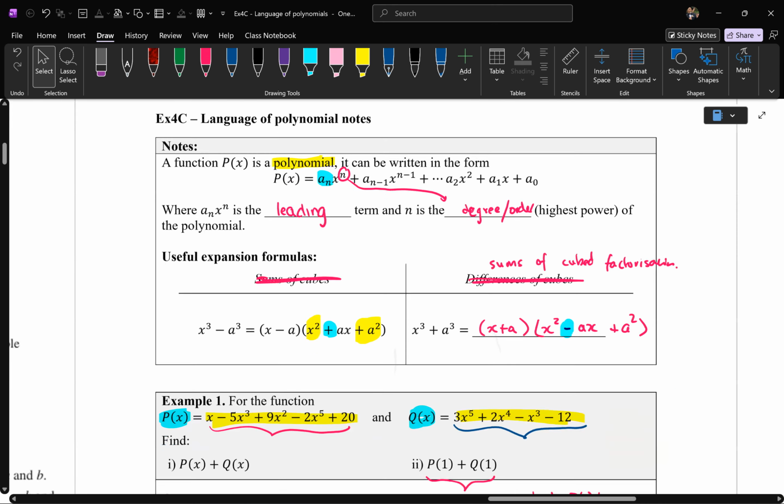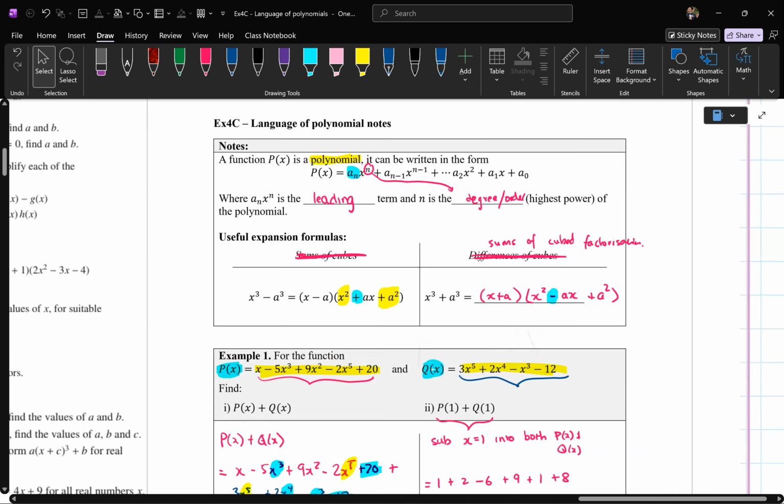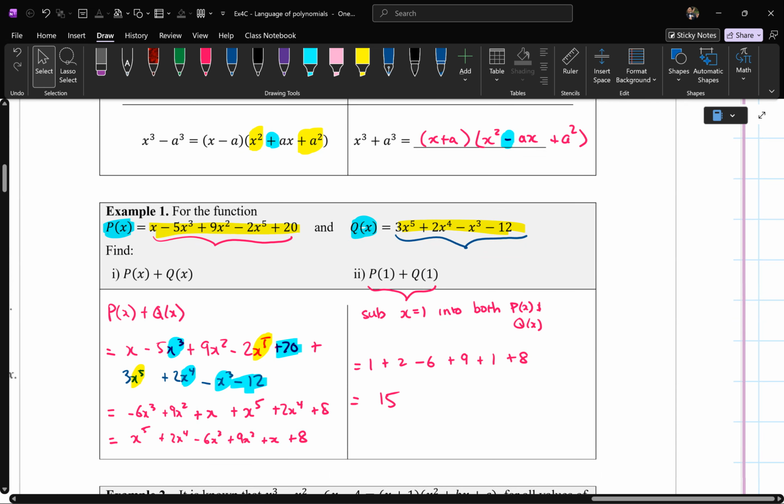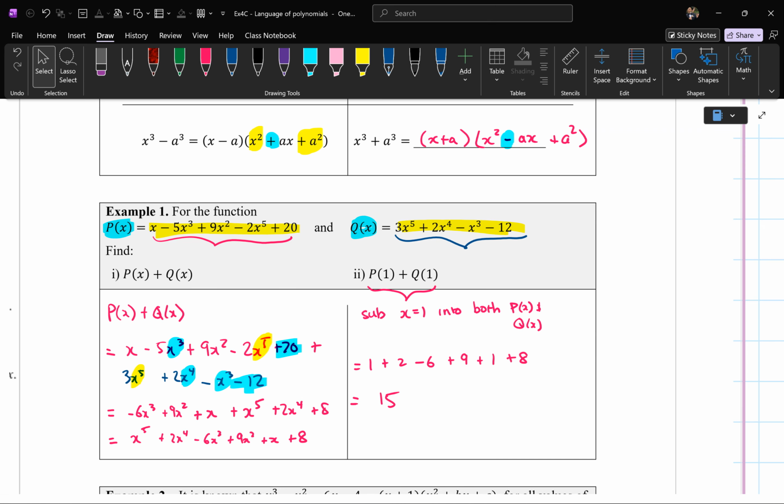Yeah? All right, so those are the only part of the notes. Otherwise, I asked you just then to do example 1. So here's example 1. P of x plus Q of x. So essentially you took this plus this, collect like terms, and you should get a quintic polynomial. This one just means sub 1 into P of x and sub 1 into Q of x and add them together. Should have been 15. Pretty straightforward.